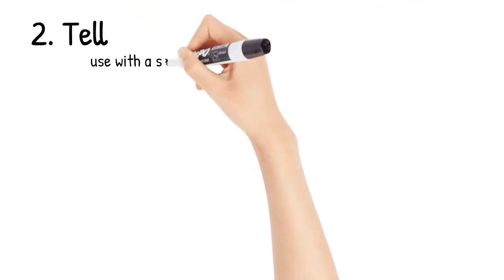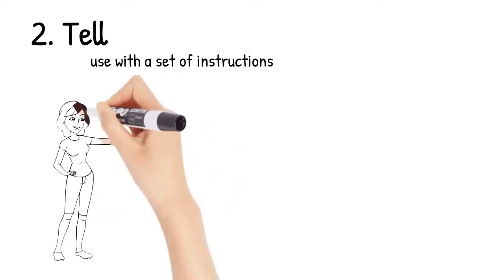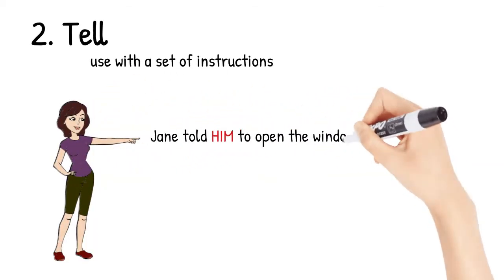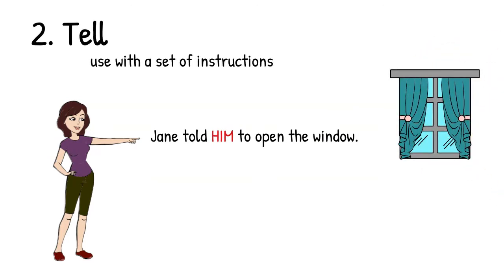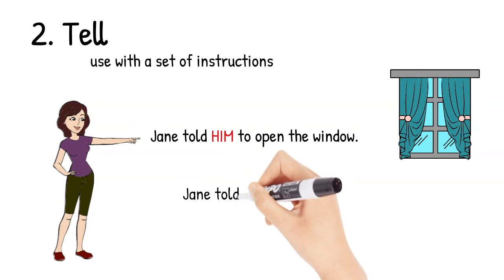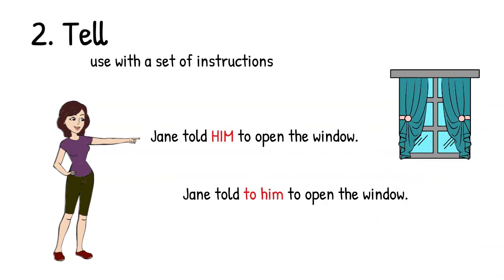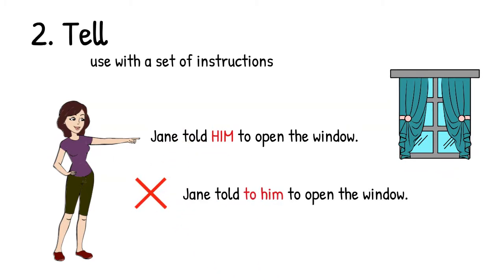Use the verb "tell" with a set of instructions. You can't use "said" with instructions, only "tell." Let's look at a sample sentence. Jane told him to open the window. That is correct. You can't say Jane said him. But what about Jane told to him to open the window? Is that okay? No, it's not because it's "tell someone something," no preposition "to."